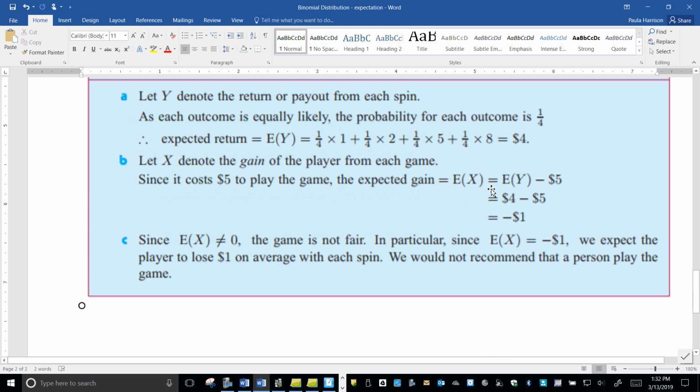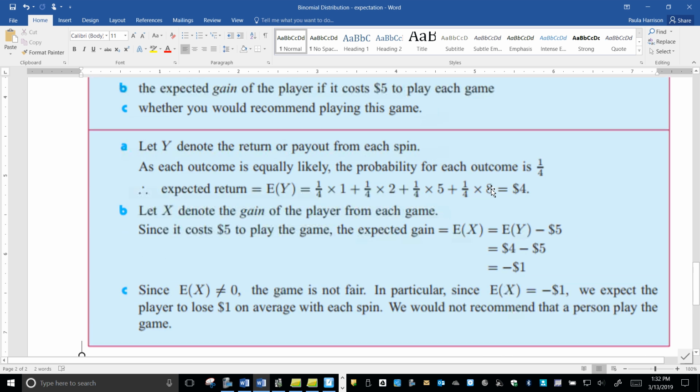And then in part C they said whether you would recommend playing this game. Well, are you going to tell someone to play a game that you're averaging losing $1 each time? No. So even if you happen to win, on the whole, this game is not fair, because the expected value is not 0. Does that make sense? Yeah.